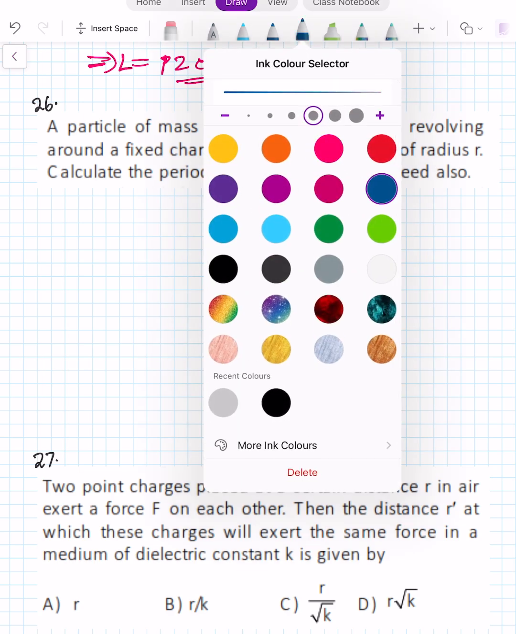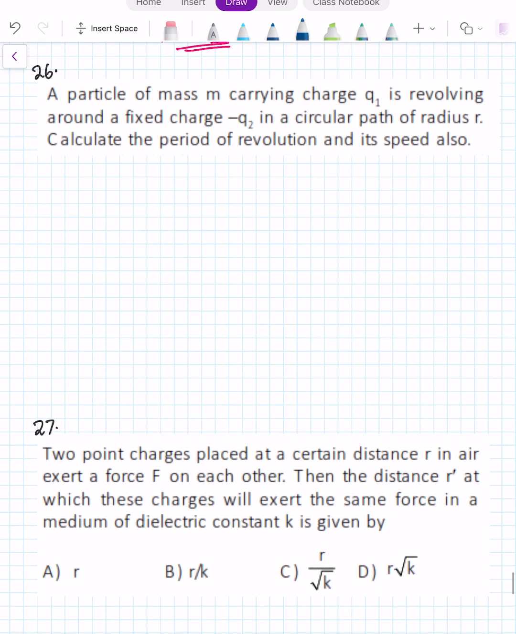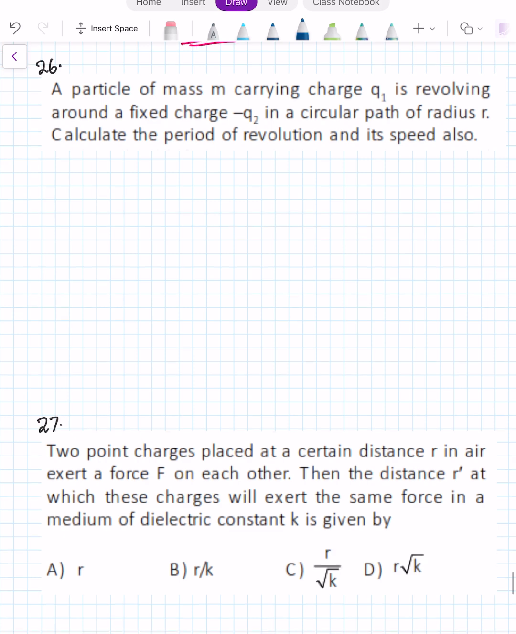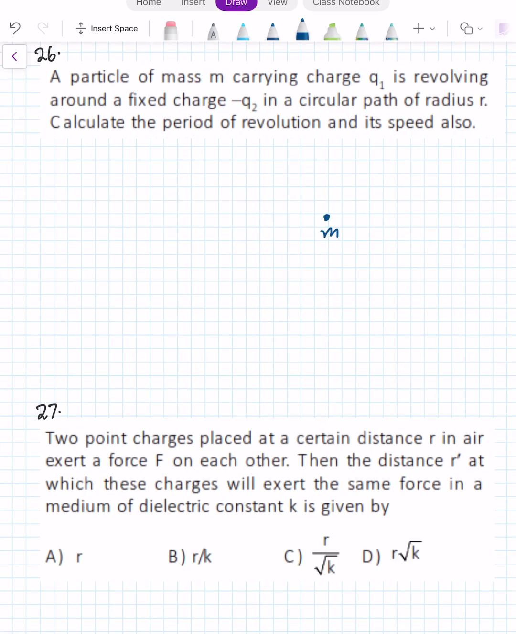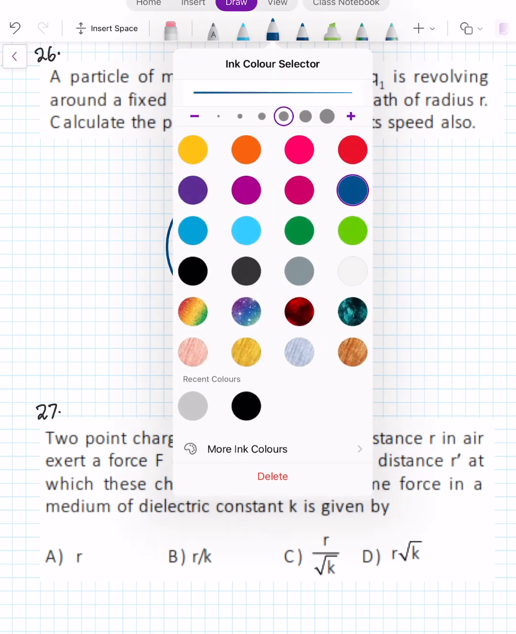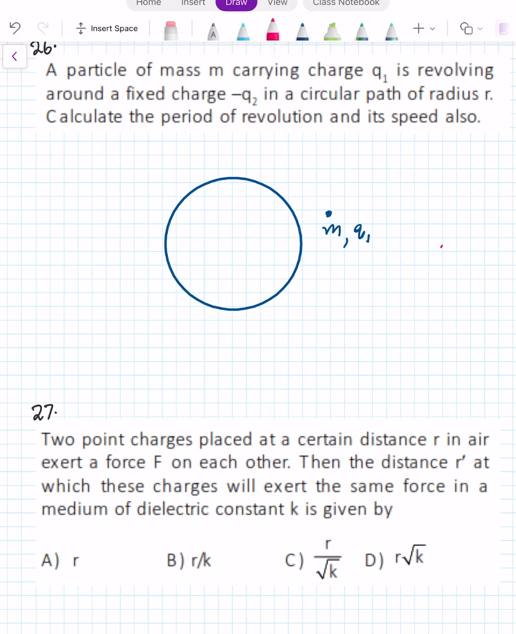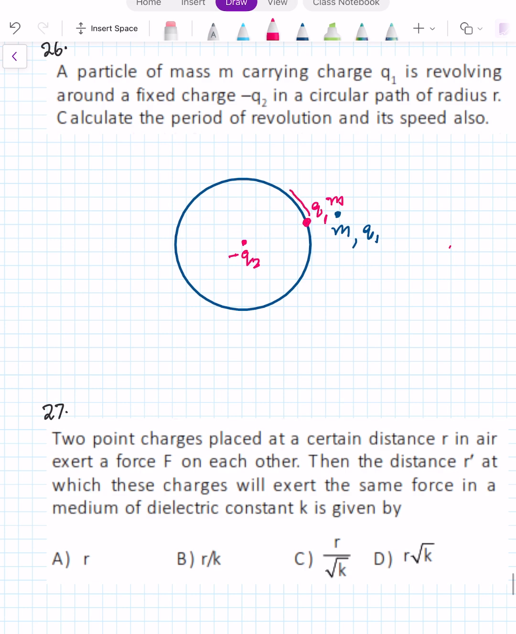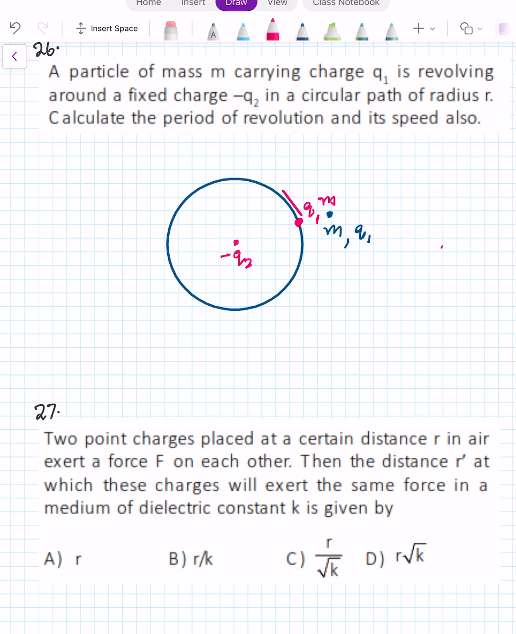In this question it is given a particle of mass m carrying charge q1. One particle is there of mass m and it is carrying the charge q1, revolving around a fixed charge minus q2 in a circular path. It means something like this. Here one charge is there, minus q2, and here another charge q1, and it is having the mass m. It is moving in a circular path of radius r. Calculate the period of revolution and its speed. We have to find the time period of revolution and speed.